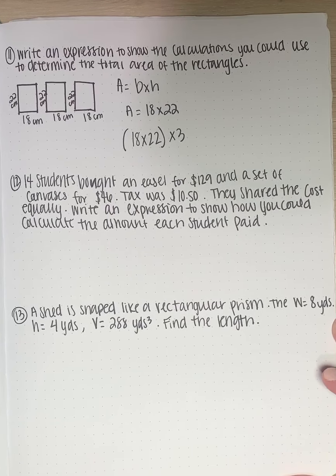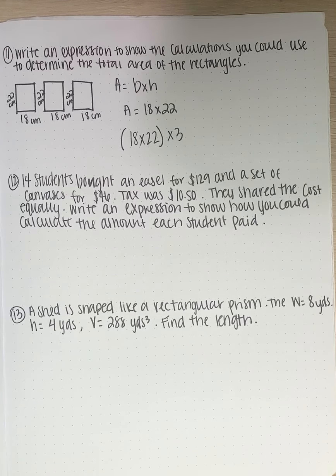So we're going to move on to question 12. So question 12 says that 14 students bought an easel for $129 and a set of canvases for $46. Tax was $10.50. They shared the cost equally. Write an expression to show how you could calculate the amount each student paid.